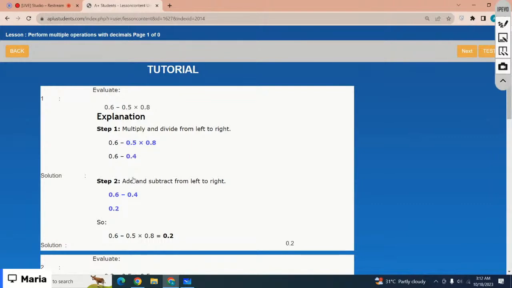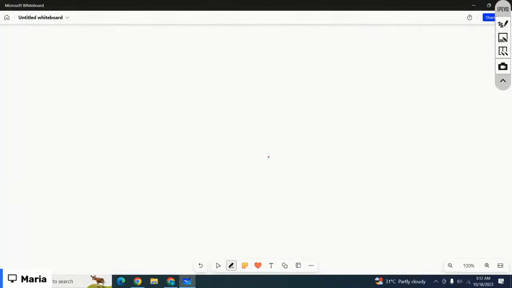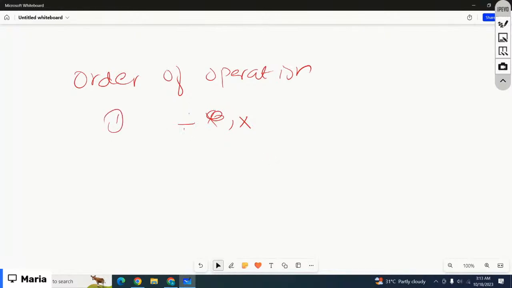For example, the order of operation is multiplication and division have the highest priority, right? If you have a question with multiplication or division involved, do multiplication and division on the very first, right?